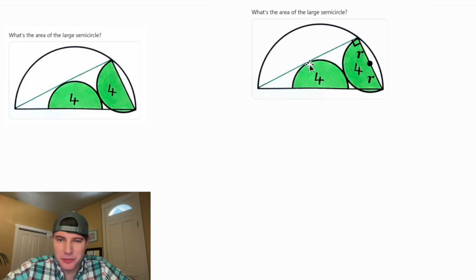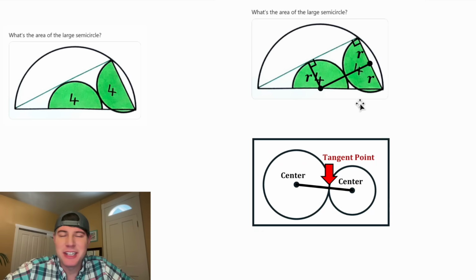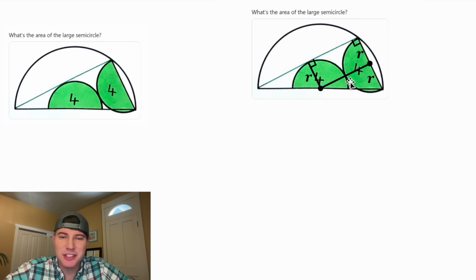And now for the next step, from this tangent point, let's draw this line perpendicular to the tangent line. And we know this will go through the center of this semicircle. And the radius of this semicircle will be the same thing as the radius of this semicircle. So we can label this R. And then from here, let's connect the two centers of our semicircles. Anytime you connect the centers of two tangent circles, the line will always go through the tangent point. And now we can label this radius R and this radius R.